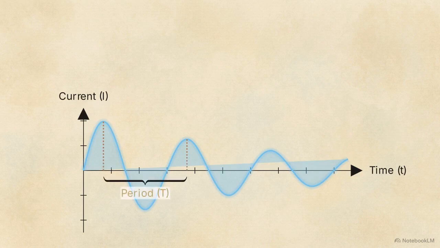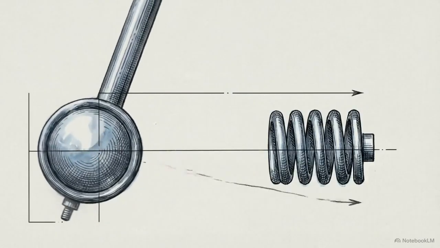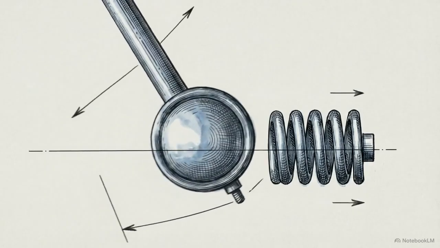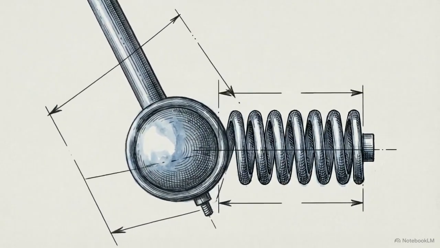The period of a complete oscillation is given by the formula T equals 2 pi times the square root of L times C. The starting voltage is absent from this equation. The timing relies purely on the interplay of the circuit's electrical inertia and its elasticity.